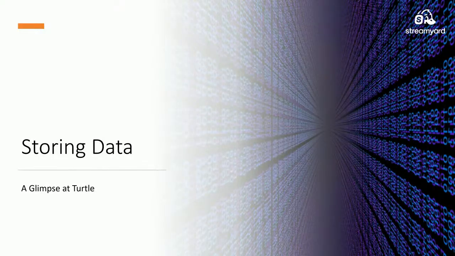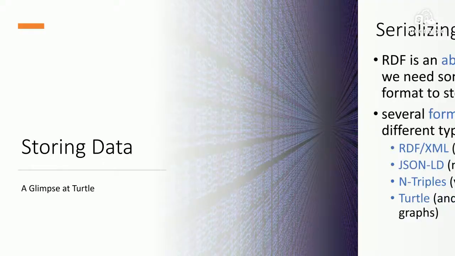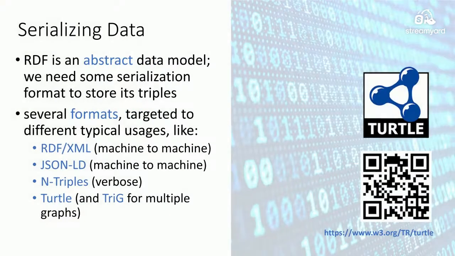So after all this introduction, let's see how RDF looks in practice. RDF is our abstract data model representing the graph we have seen. We need a digital format to represent it and store it. And in fact, there are many formats for different usages. One of the most popular human-friendly ones is Turtle.